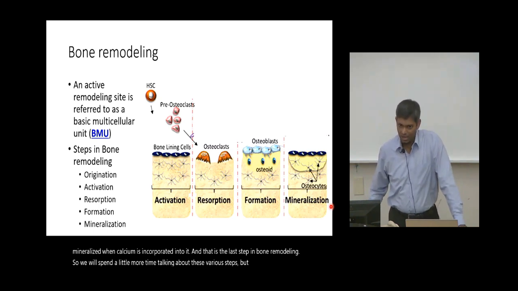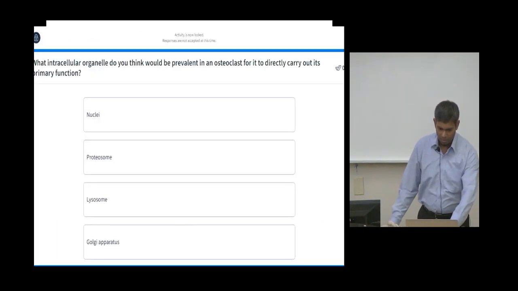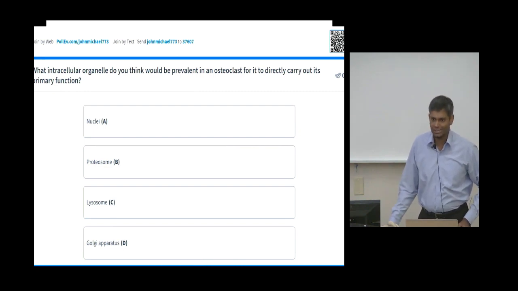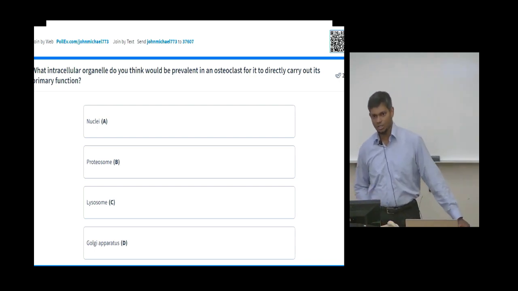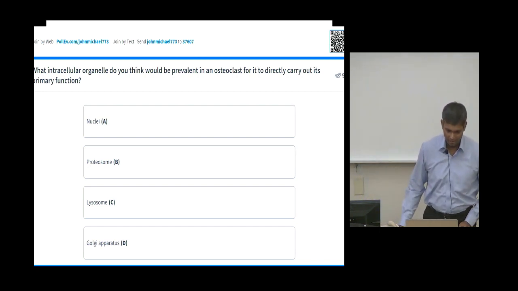But before that, I have a question for all of you, right? You see that osteoclasts have a primary function. And what is the primary function of osteoclasts? Bone resorption, right? So what organelle do you think would be present in osteoclasts to help with bone resorption? Would it be the nuclei, the proteasome, lysosome, or Golgi apparatus?